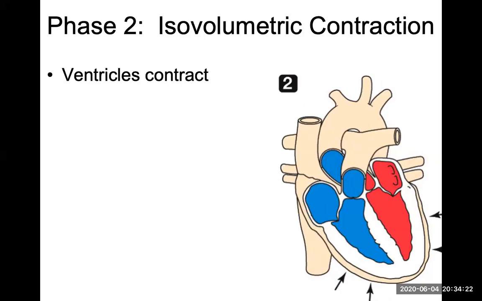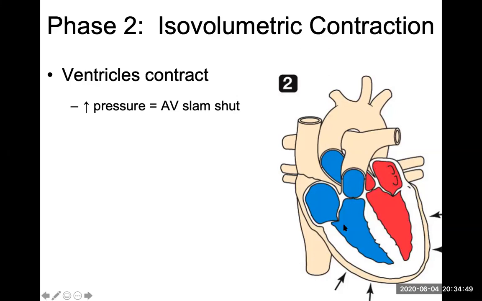Phase two is one of our isovolumetric phases, and this is what we call isovolumetric contraction. The prefix iso means same. So in this phase, there won't be any change in blood volume in the chambers. Isovolumetric contraction refers to when the ventricles begin to contract. The increase in pressure causes the atrioventricular valves to slam shut.